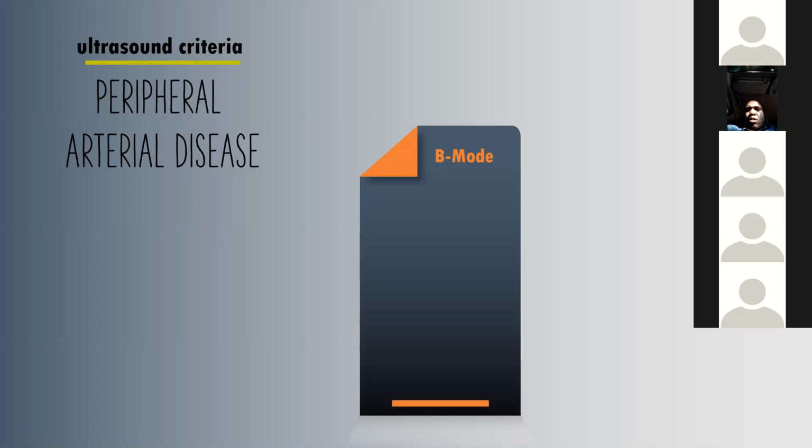Now I want to tell you the ultrasound criteria for peripheral arterial disease. We need to identify peripheral arterial disease, so now we are going to understand the criteria of the ultrasound findings of peripheral arterial disease. First, we will check in both B mode and color Doppler. In B mode, we will get some information.